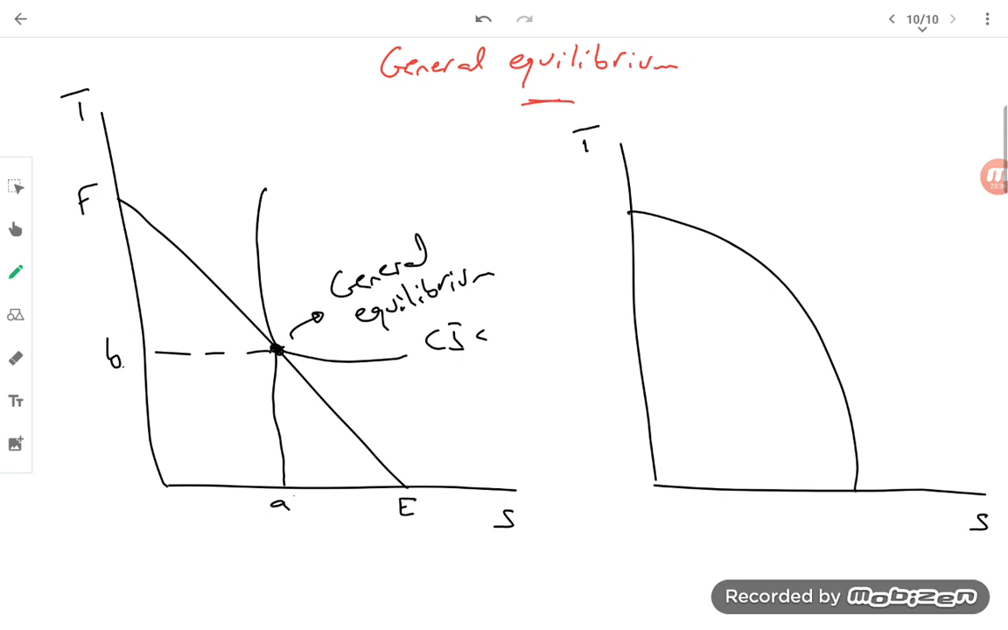In case of concave PPF, in order to maximize profit, we have to add price line to PPF. So this is point of maximum profit. Now we are going to add CIC in order to identify point of maximum satisfaction. Point of tangency of the three lines together is the point of general equilibrium.